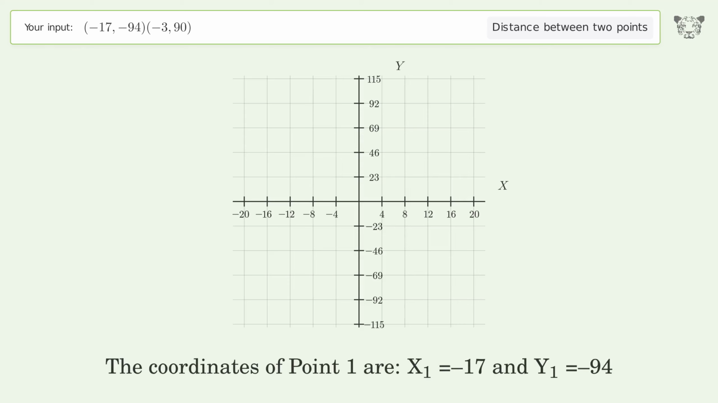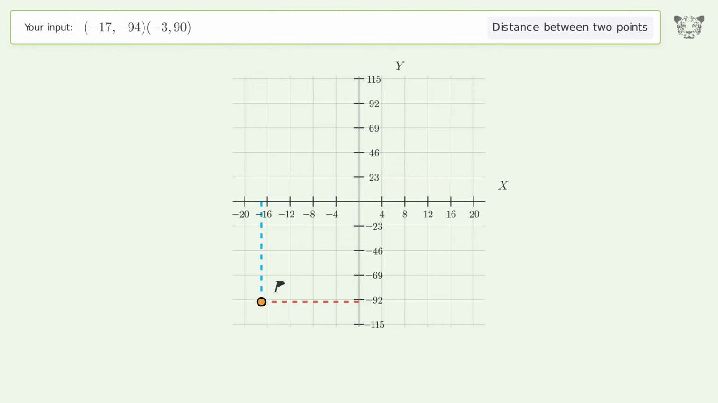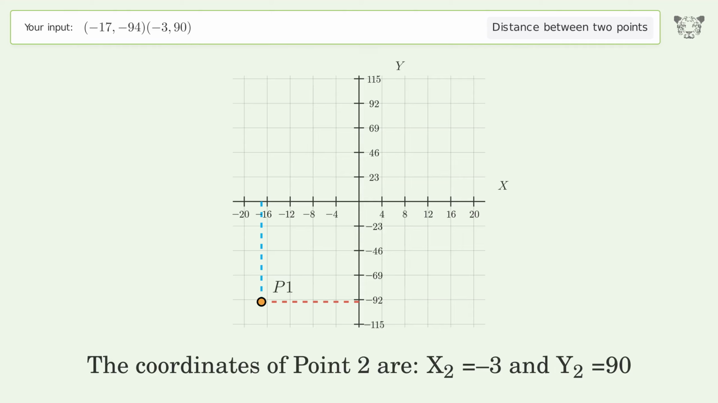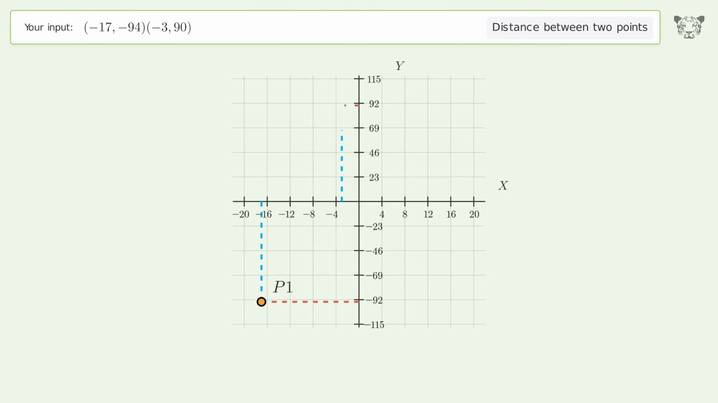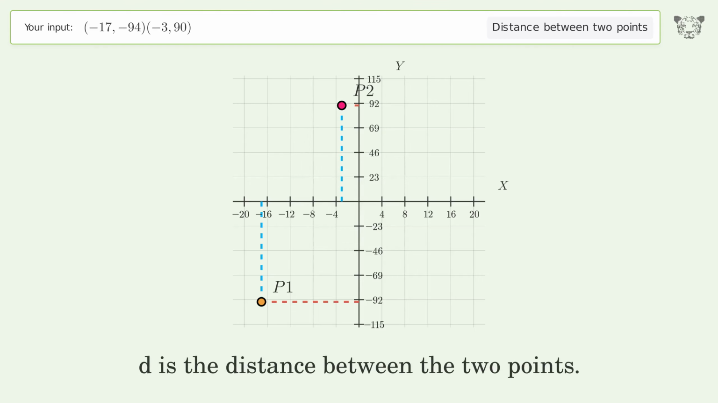The coordinates of point 1 are x1 equals -17 and y1 equals -94. The coordinates of point 2 are x2 equals -3 and y2 equals 90. D is the distance between the 2 points.